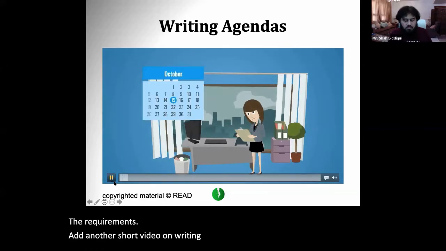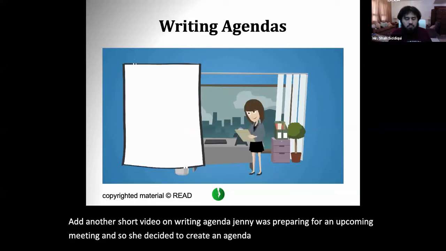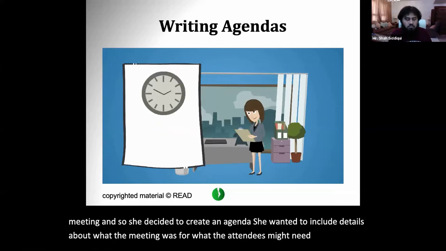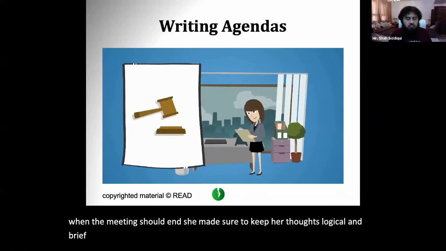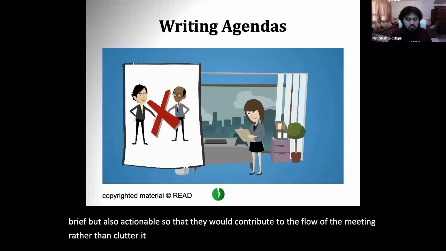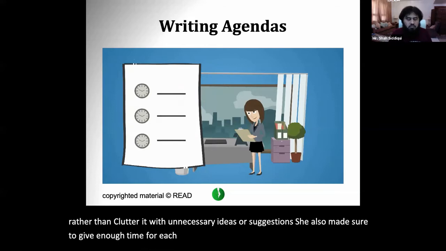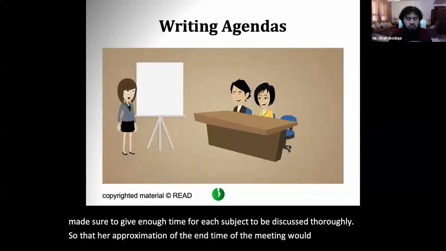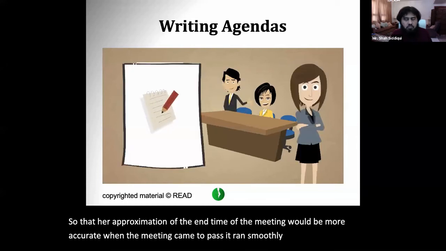Jenny was preparing for an upcoming meeting, and so she decided to create an agenda. She wanted to include details about what the meeting was for, what the attendees might need to bring, and when the meeting should end. She made sure to keep her thoughts logical and brief, but also actionable, so that they would contribute to the flow of the meeting rather than clutter it with unnecessary ideas or suggestions. She also made sure to give enough time for each subject to be discussed thoroughly so that her approximation of the end time of the meeting would be more accurate. When the meeting came to pass, it ran smoothly, all because she made sure everyone was prepared.